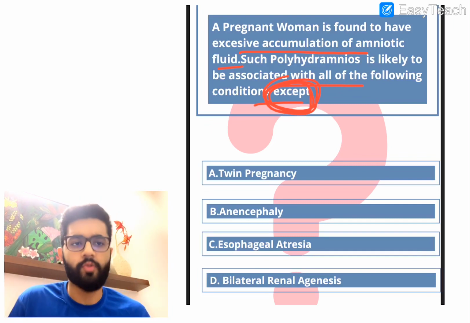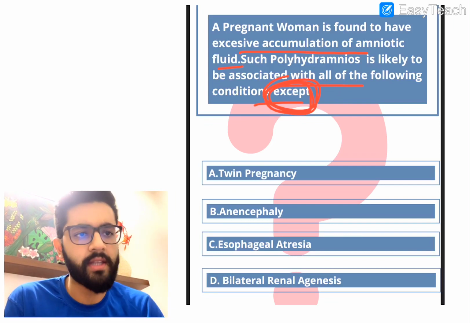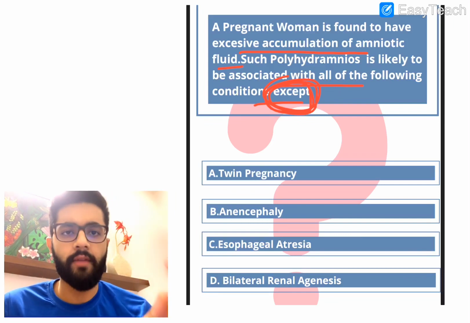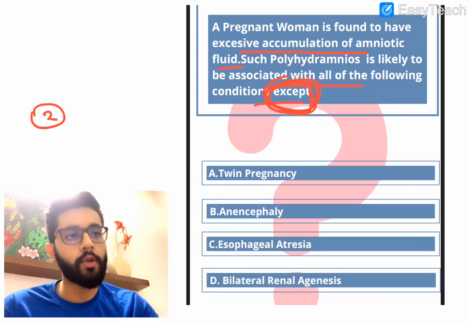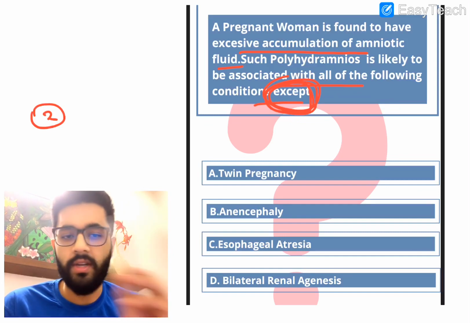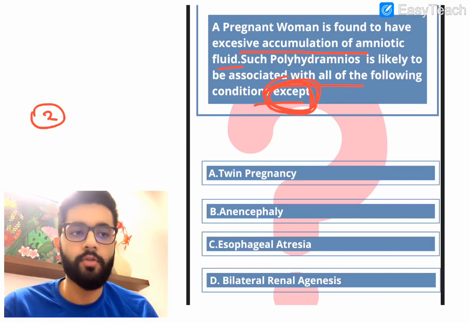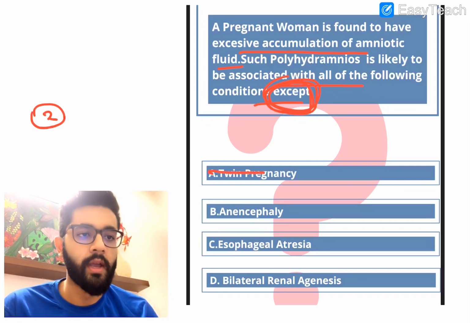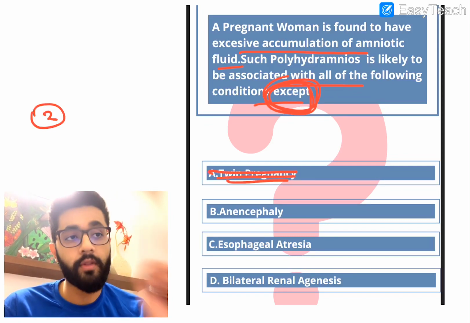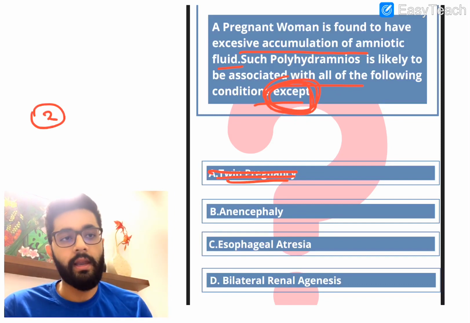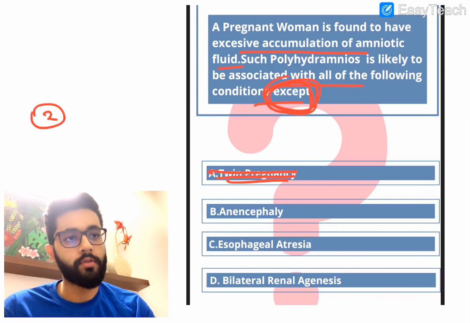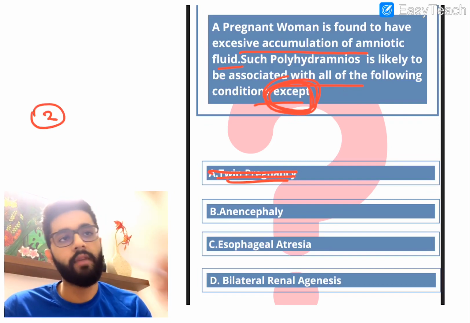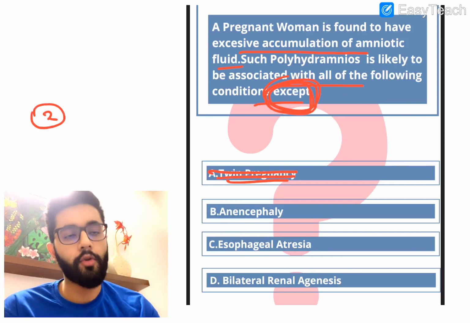Essentially this question is very easy to answer. Just two things have to be remembered, and that is the role of the baby with regard to polyhydramnios. Firstly, option A is twin pregnancy. When you have two babies, you'll obviously have more amniotic fluid, so this is ruled out. We are looking for the option where there is no excess amniotic fluid, where there is less amniotic fluid or no excess.